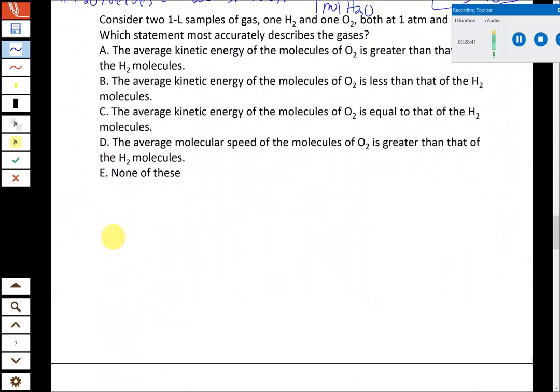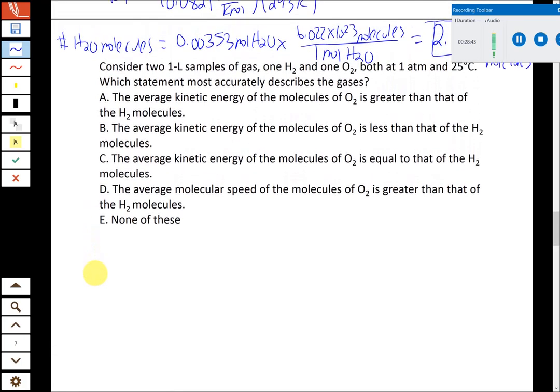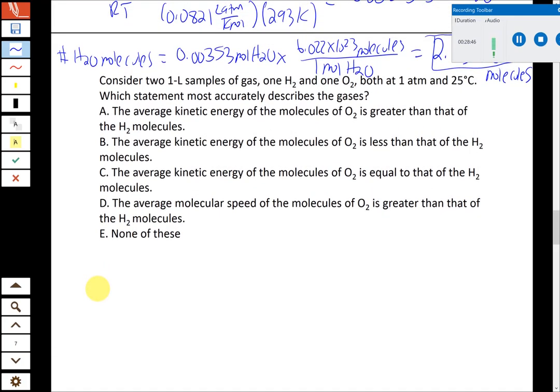All right, what we're going to finish up here is mostly conceptual questions dealing with kinetic molecular theory, which is, again, the theory that links the macroscopic properties of gases, their pressure, temperature, volume, all that stuff, to microscopic behavior, how fast they're moving, other things about their movement and behavior at the atomic and molecular level. So the first question here, we have 2 1-liter samples of gas, 1 hydrogen and 1 oxygen, both at 1 atmosphere and 25 degrees Celsius. Which statement accurately describes the gases? And the statements are dealing with kinetic energy and molecular speed.